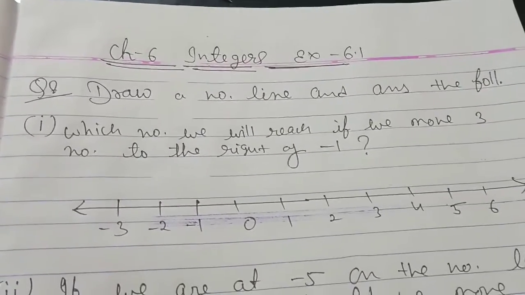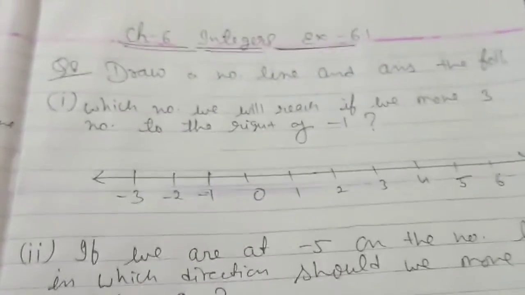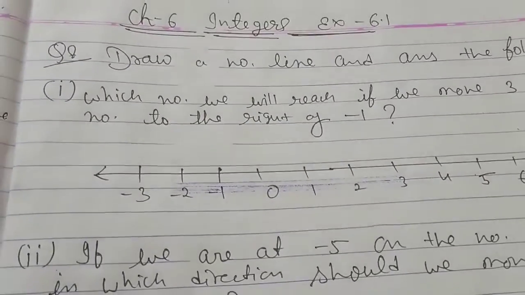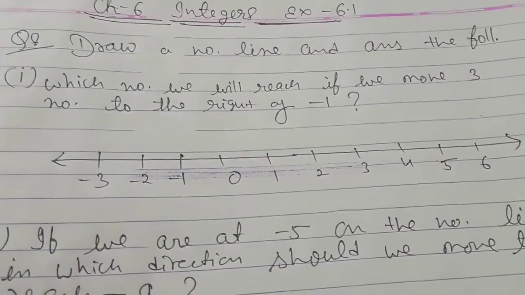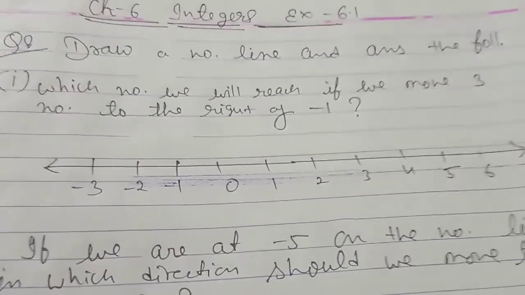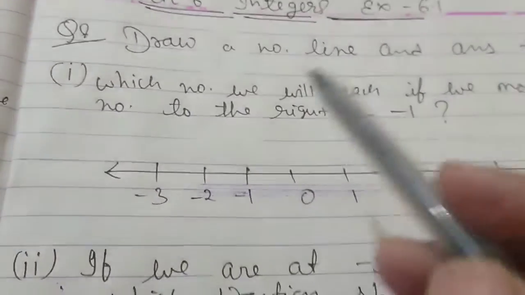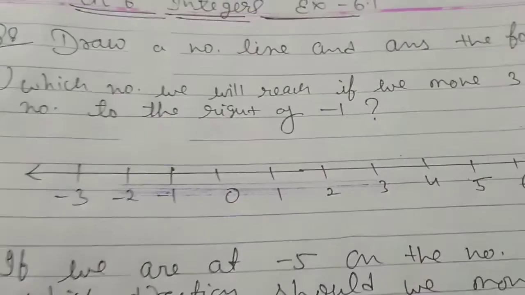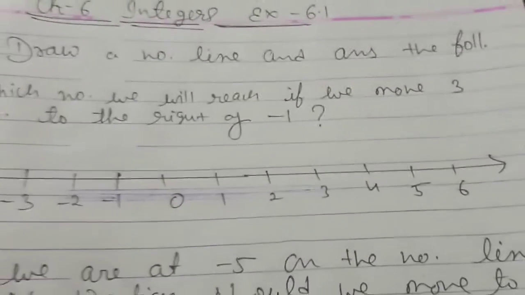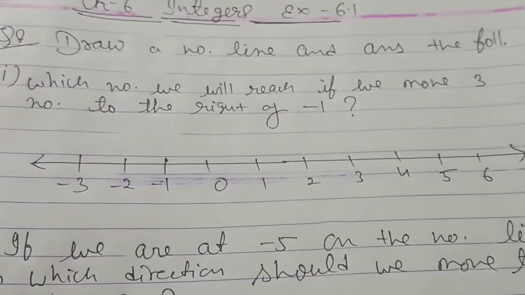Continue with chapter number 6, Integers, exercise 6.1, coming to question number 8. Now I am going to read question number 8. Draw a number line and answer the following. We have been given a few questions. Now read question number 1. Which number will we reach if we move 3 numbers to the right of -1?